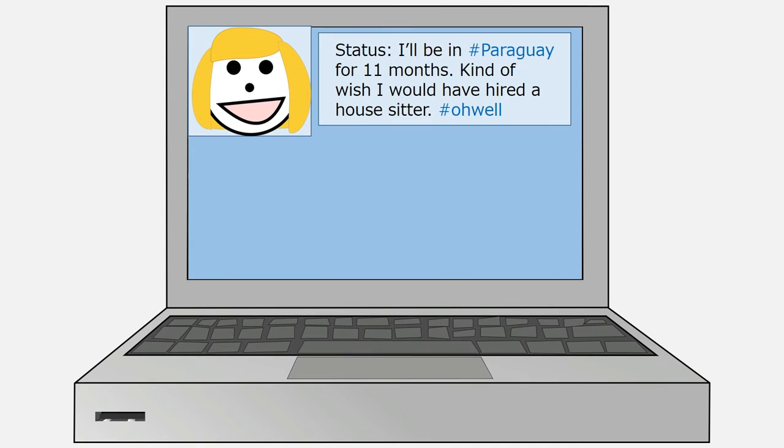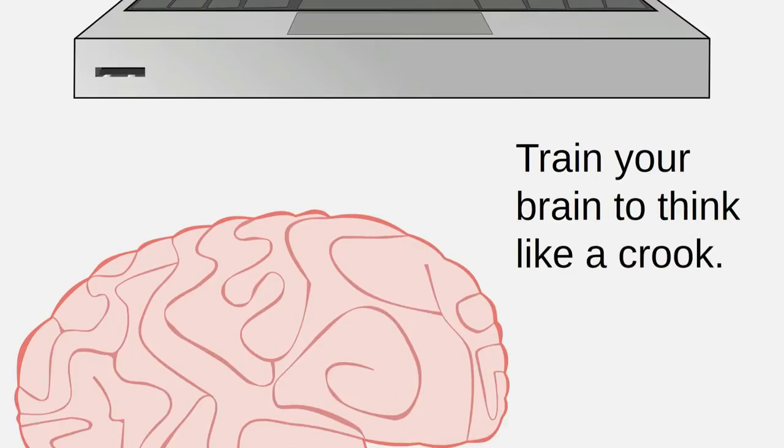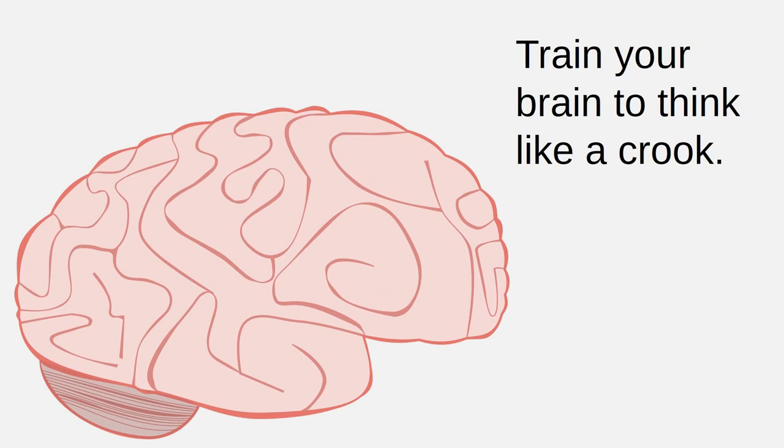Of course, the whole point of using social media is that you want to share information with other people. So if you use social media, you're obviously not going to withhold absolutely everything about yourself. But you should train your brain to think like a crook. Before you post information on social media, consider how that information could be used against you.